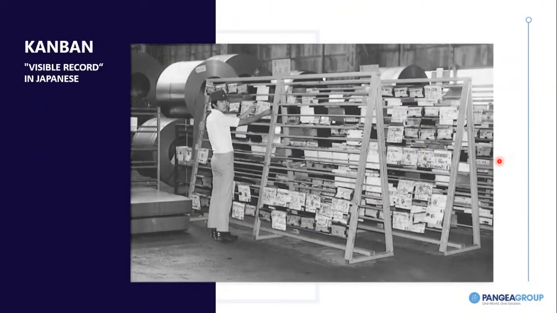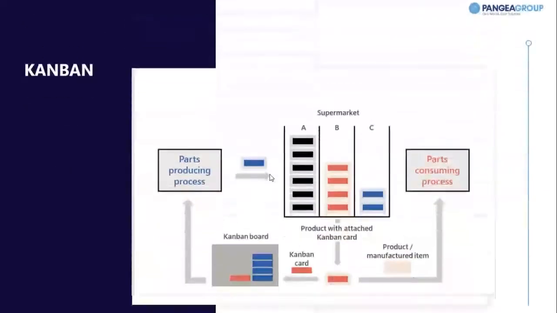Next, we will look at Kanban. As you may know, the word Kanban means visible record in Japanese. Kanban is a method of controlling production and internal supply. This record gives information about what, how, and when something must be produced. The Kanban can be physical, like the one we see in the picture, which is the original Kanban system by Toyota, or a digital one, which is the one we'll be looking at in Dynamics.